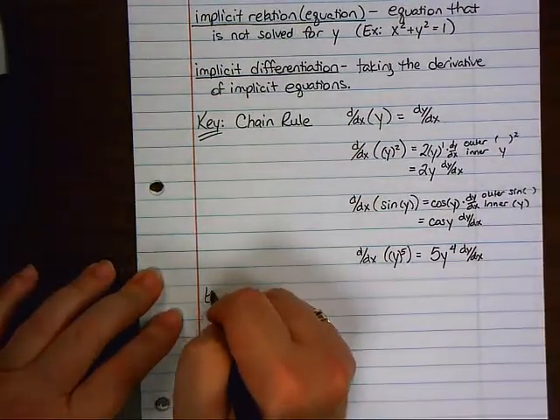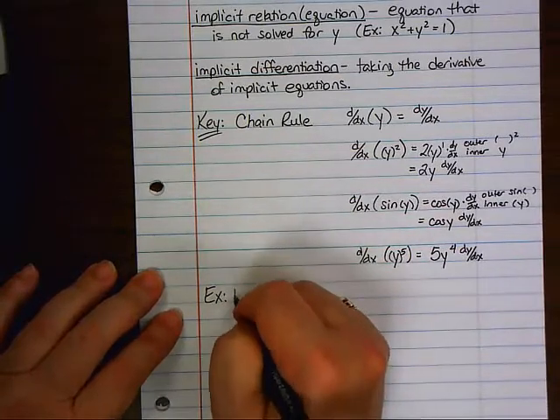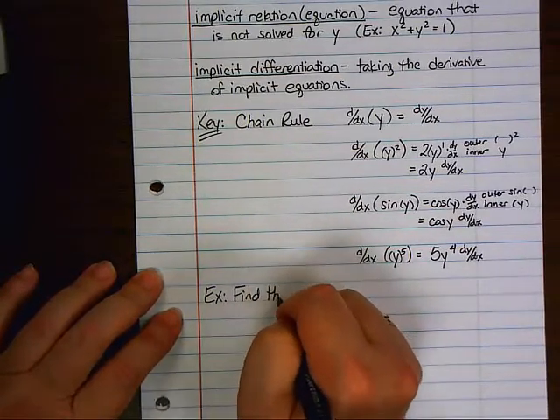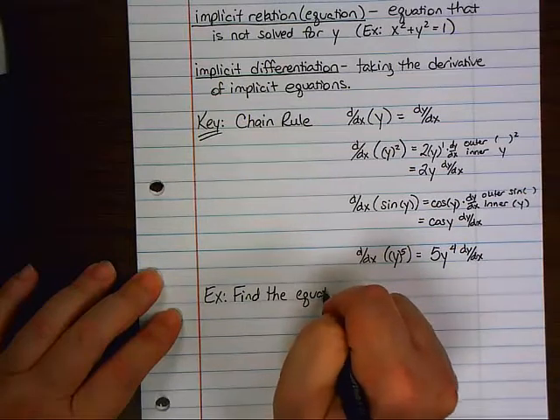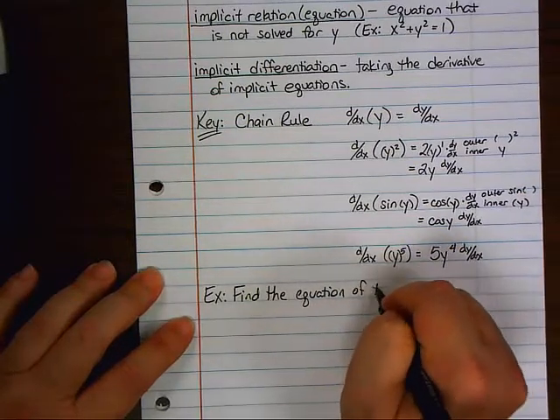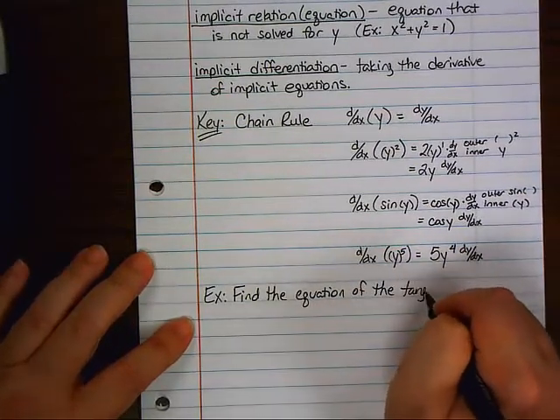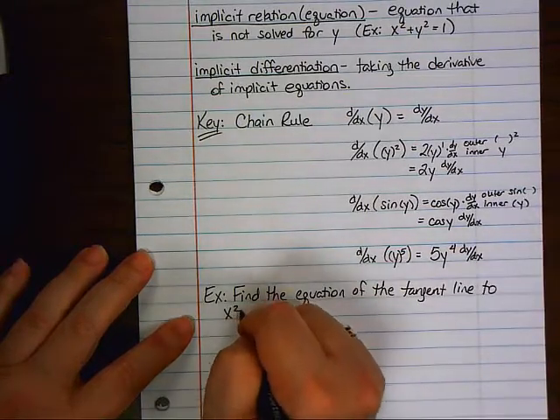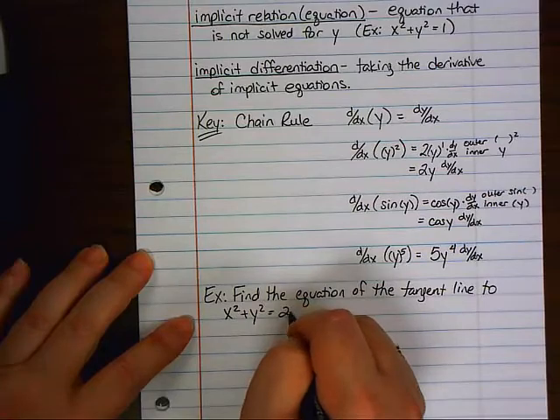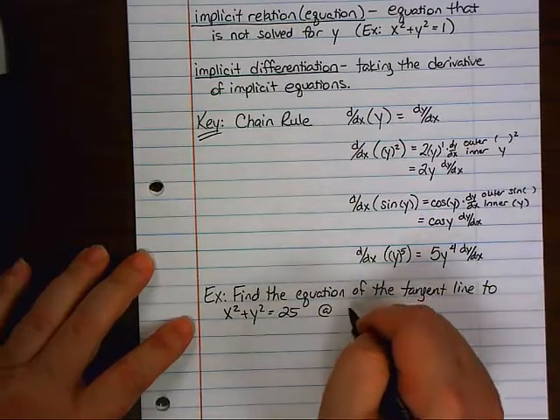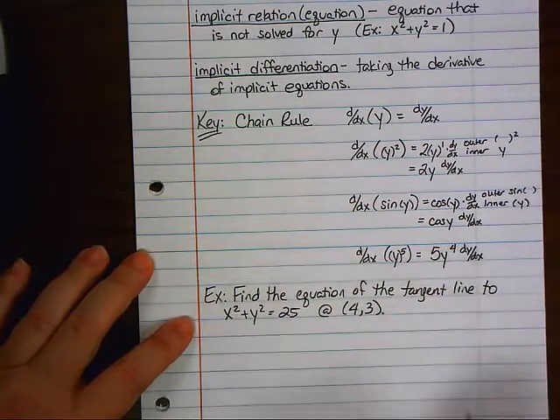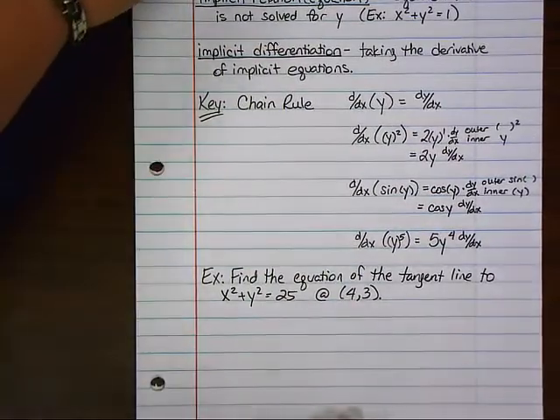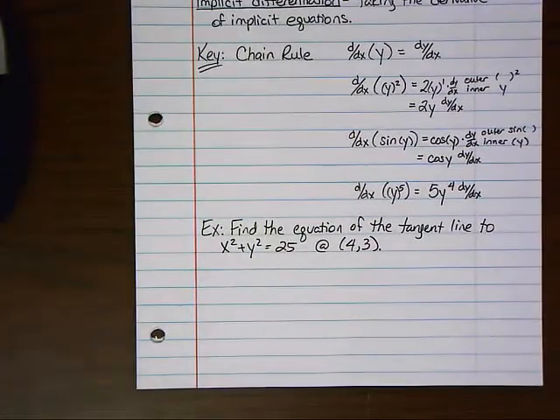So, here's what the problems are going to look like. Write this down, please. Find the equation of the tangent line to the curve x squared plus y squared equals 25 at the point (4, 3). I'll give you a minute to write that down. Find the equation of the tangent line to x squared plus y squared equals 25 at the point (4, 3).